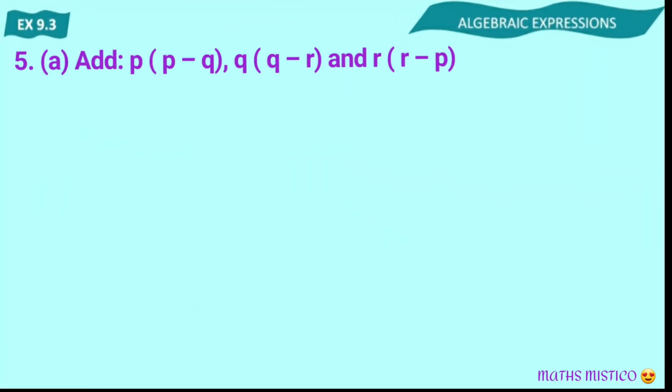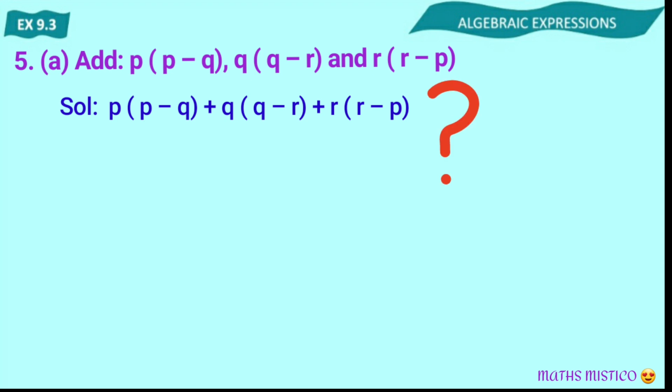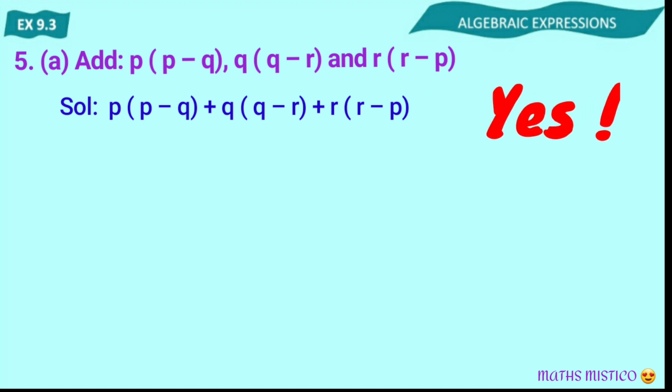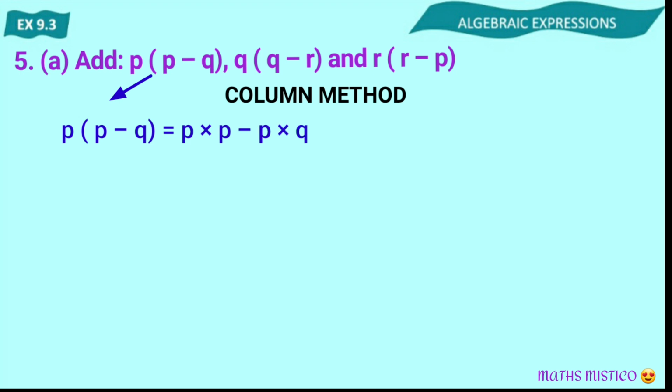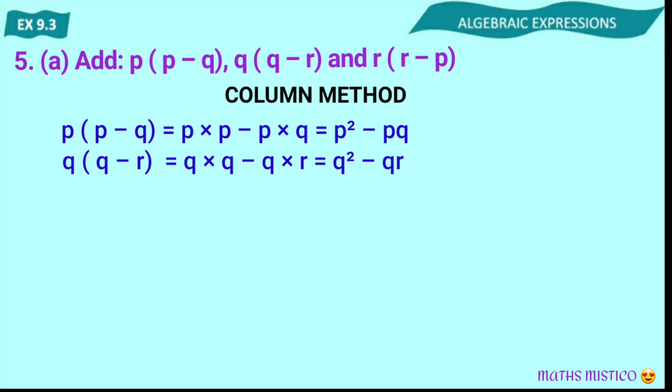Now comes question 5. Here you have to understand and follow the instructions given in each part. So can I write a part as this? If you are afraid of this long chain of expressions, you can also solve each part separately and then add the 3 answers using column method. So solving the first expression, we get p into p minus p into q equal to p square minus pq. On solving the second one, we have q into q minus q into r equal to q square minus qr. And the third one becomes r square minus pr.